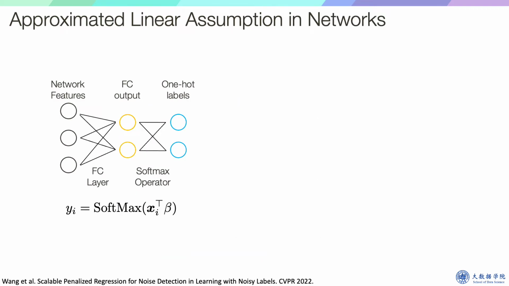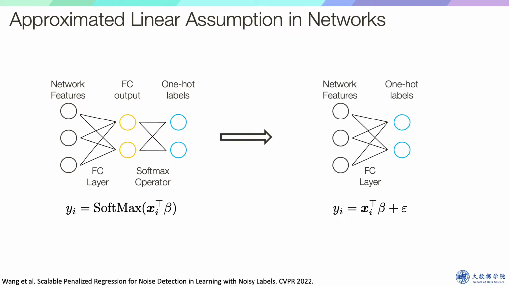Why do we use this linear system? For an ideally trained network, we have a softmax linear relation between the feature vector and one-hot labels. If we approximate this by dropping the softmax operator, we can get the linear system. This is a weak approximation, but this is helpful for our target.